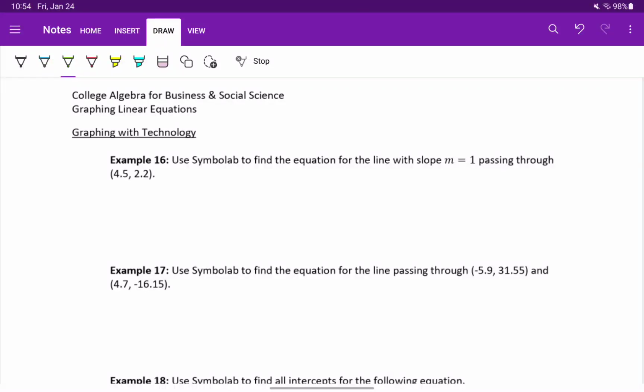Next, we want to move on to looking at how we can construct graphs and find intercepts for a graph using technology. The site that we'll be using for applications throughout this class is called symbolab.com, and we'll be looking at how to complete these problems using that tool.